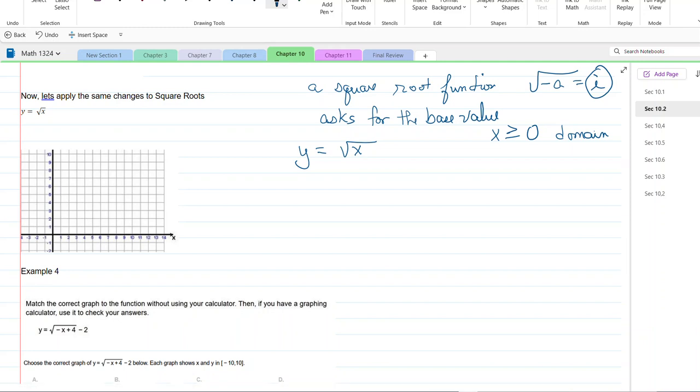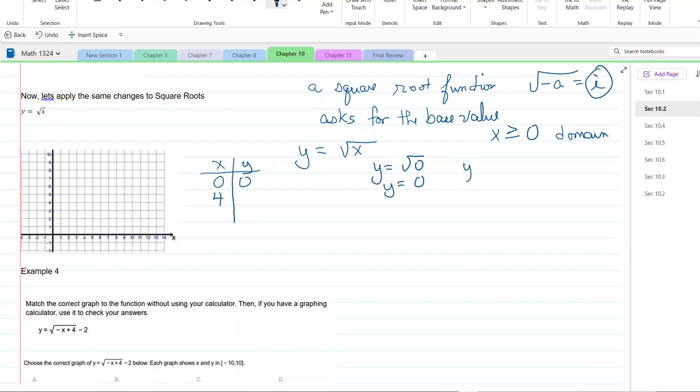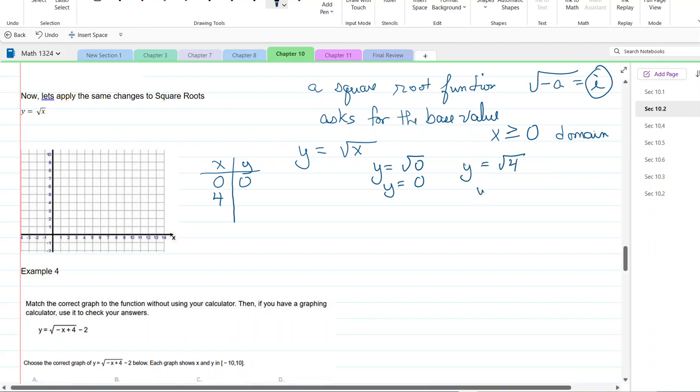All right, well, this is the parent function, so let's look at a t-chart. And we need numbers that can be perfect squares. So in this case, we're going to start with 0. So if x is 0, then y is the square root of 0, which is 0. So if x is 4, okay, then we have y equals the square root of 4, then y is 2, because 2 squared is 4. Well, the next likely one is 9. So we're going to have the square root of 9, so y is 3.